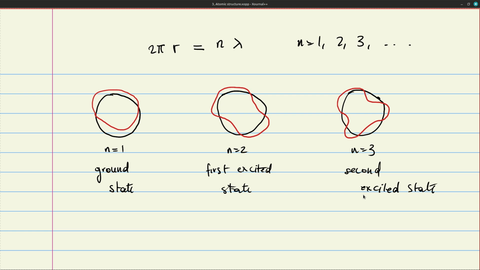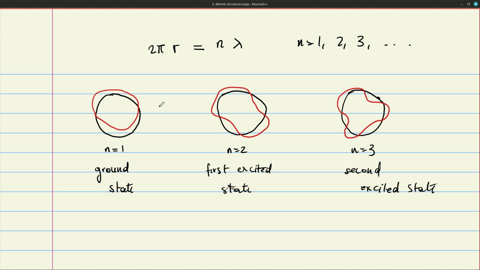Yes? Do we take R as constant? No, each R is different, right? You have a radius, and in that radius you are supposed to fit the wavelength. There is a smallest unit of wavelength, and you are going to fit multiples of this wavelength. And every time you fit one more wavelength, the radius is going to increase.